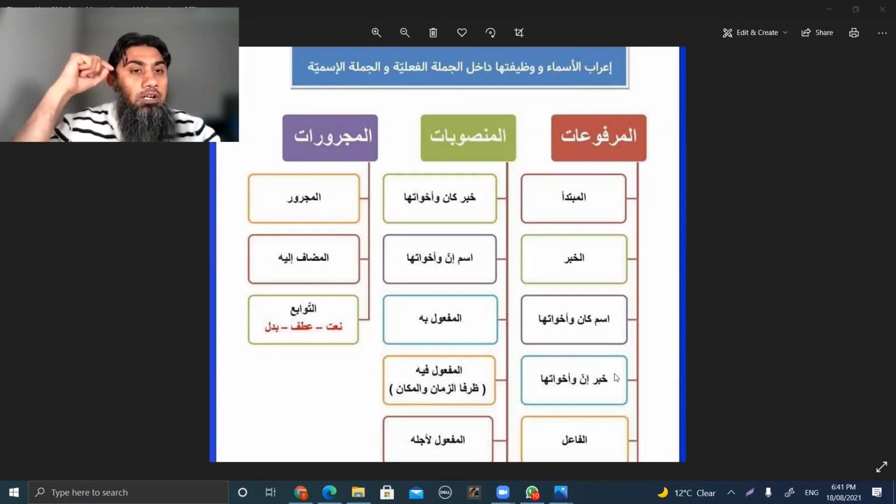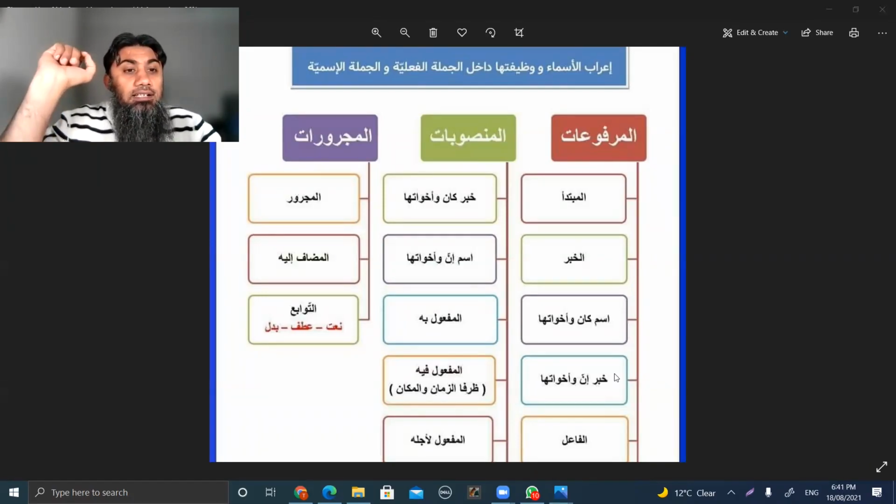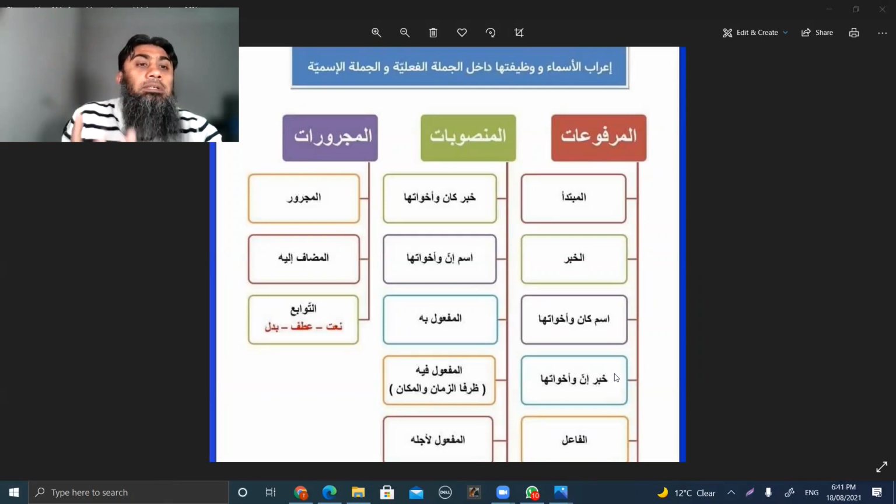Because, if you remember this discussion, I repeat in case you forgot, that inna and kana, in one sense, are similar concepts. What does it mean? That as in the case of inna or any member of the inna family, right after inna you have the ism of inna and then the khabar of inna. Same is the case with kana. Whenever you see kana, right after that you will have the ism of kana and then the khabar of kana. Clear?